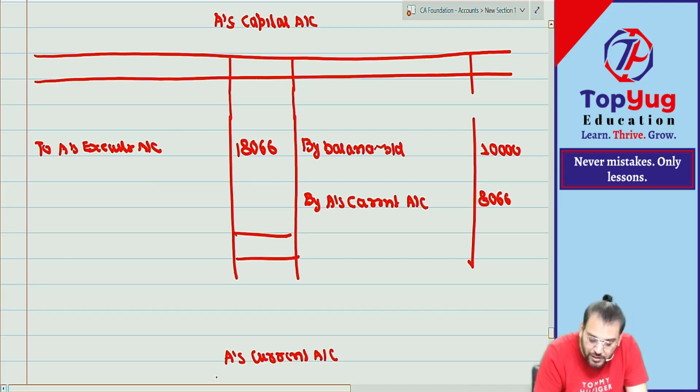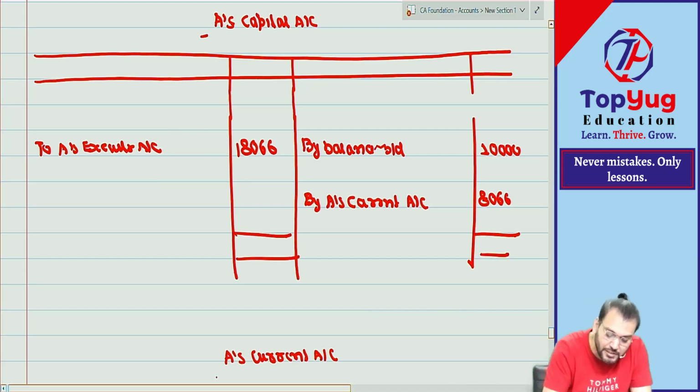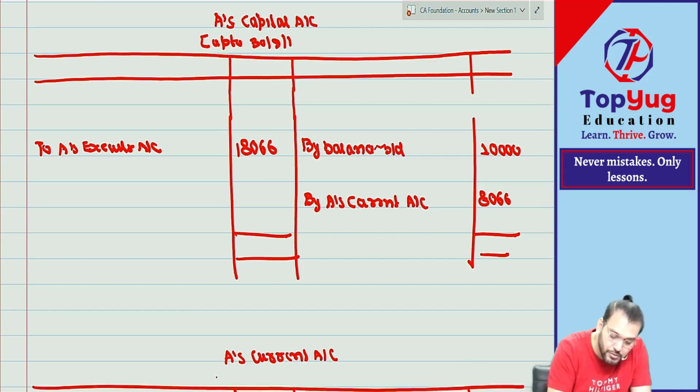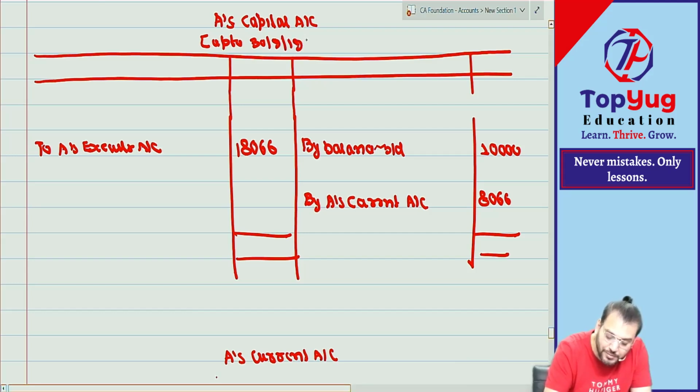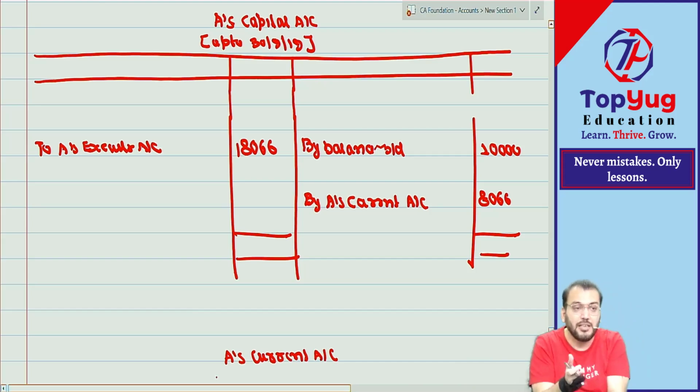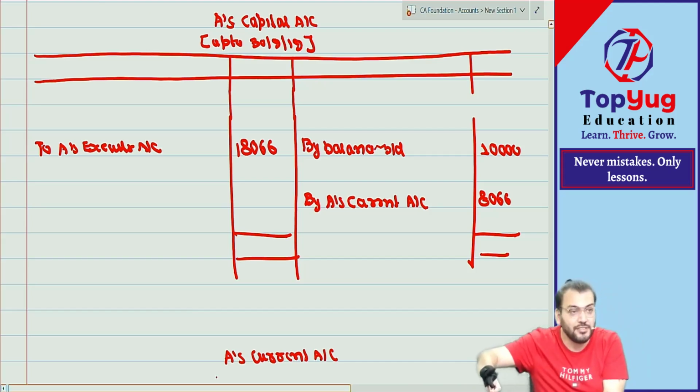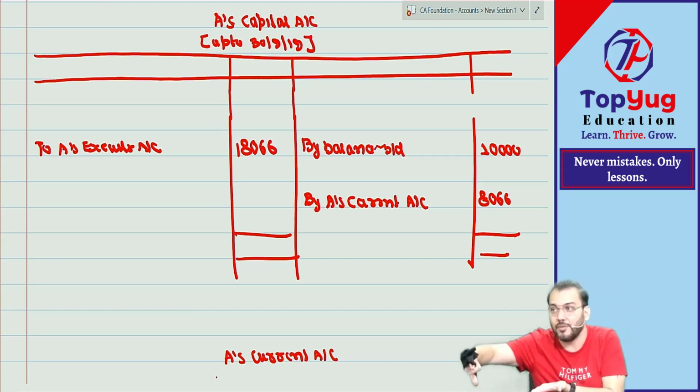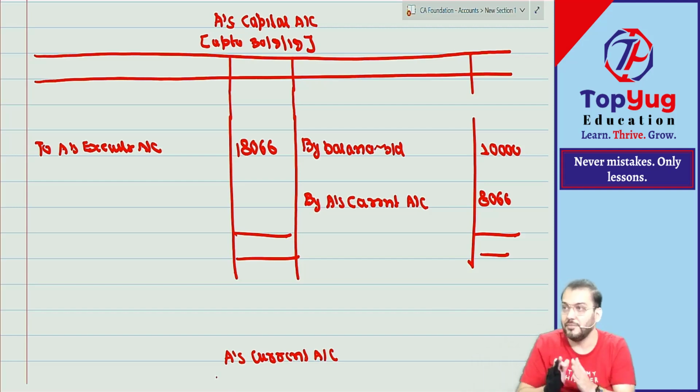So what is the amount due to A's legal representative? 18,066. They have asked this only, and therefore we are preparing this up to which date? What is the date of event? 30th September 2019. Understood what I am doing? Because we are preparing up to this date, the question of relief will not arise. Relief will be after this. Because the question has not asked, we are not calculating. Understood? Have you understood this point?